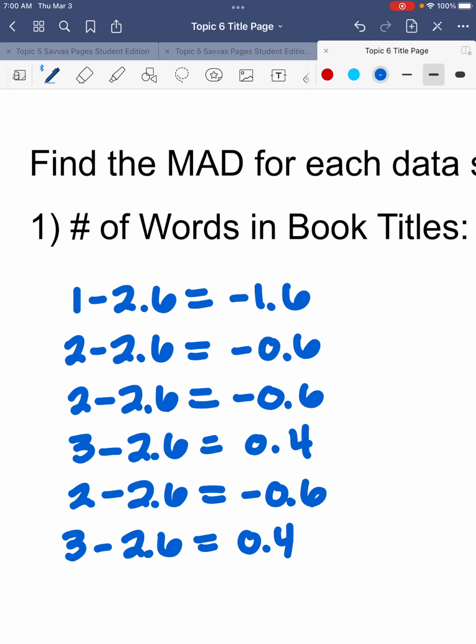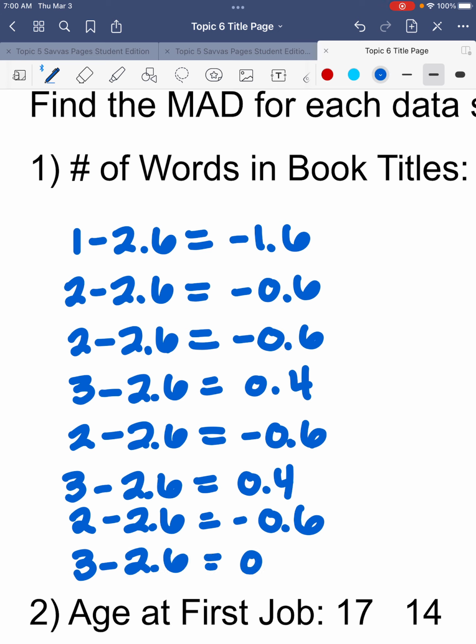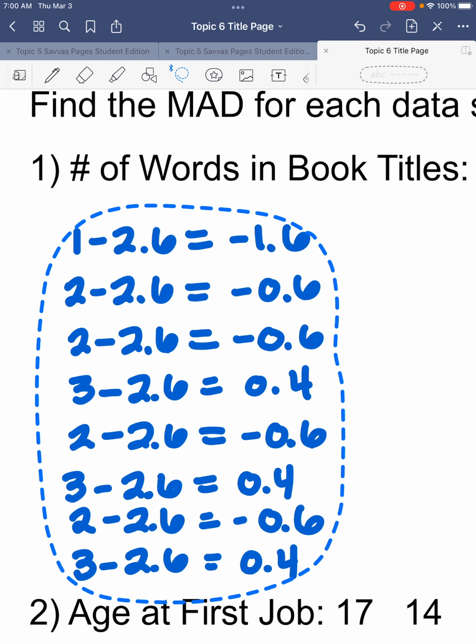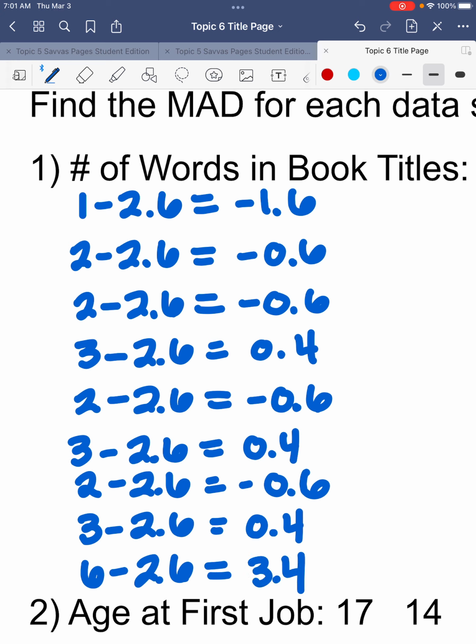Then we had another 2, so 2 minus 2.6 equals negative 0.6. Then we have a 3, and 3 minus 2.6 equals 0.4. And we've got one more. The last one was 6, so 6 minus 2.6 is 3.4.